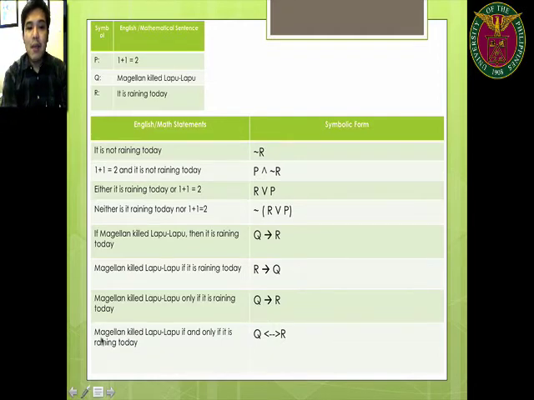Okay, next. Magellan killed Lapu-Lapu if and only if it is raining today. It is very easy to convert. Q if and only if R. So those are the examples.